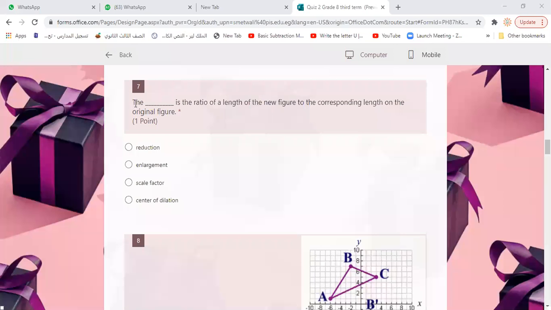The next question: the ratio of the length of the new figure to the corresponding length on the original figure. Then it is the scale factor, because this one represents the ratio between two numbers. So the answer for this question is: the scale factor is the ratio of the length of the new figure to the corresponding length on the original figure. So this is question number 7.